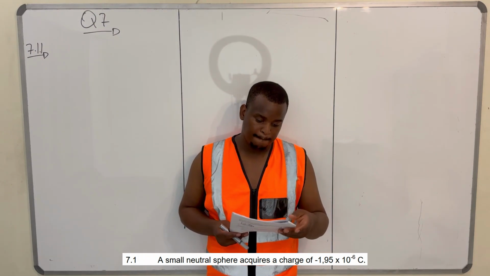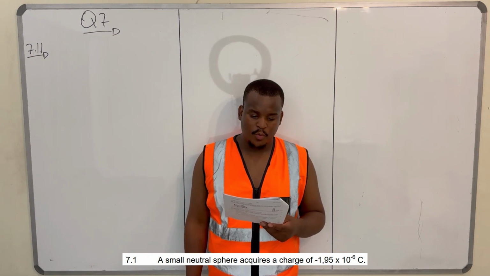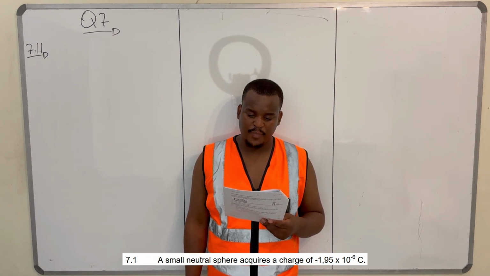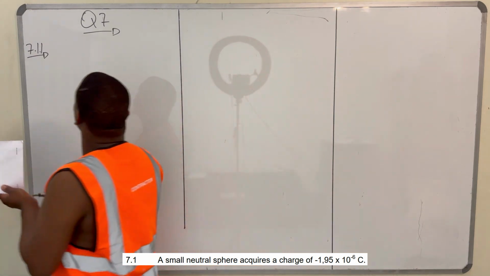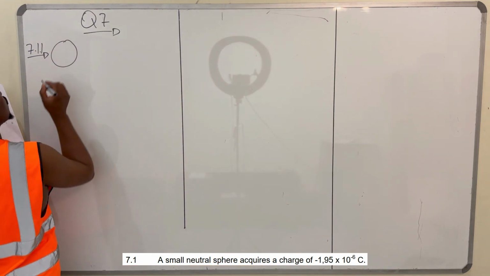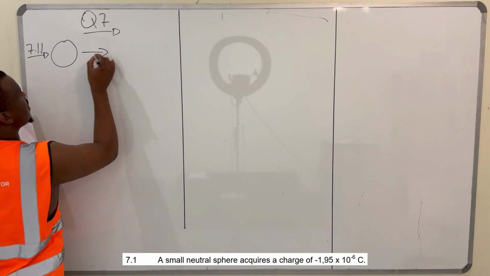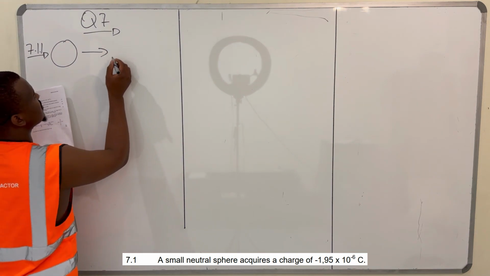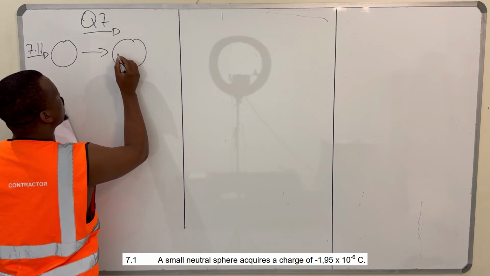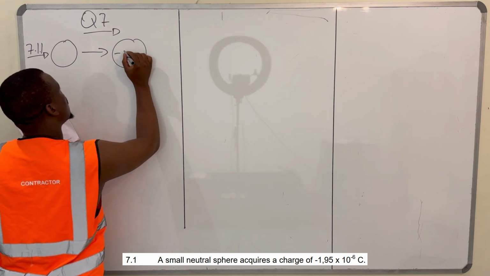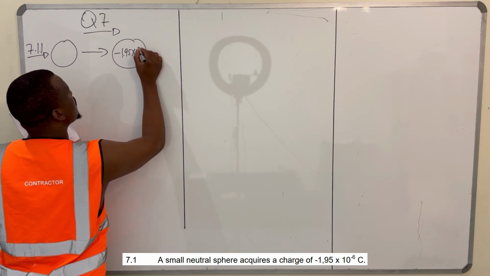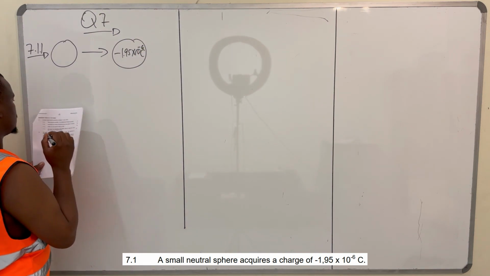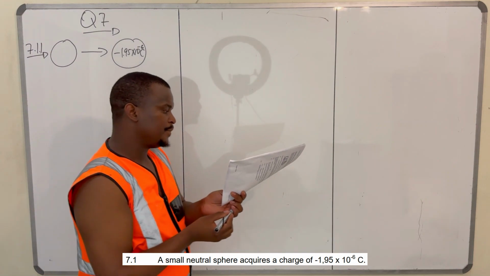So let's go. They are saying a small neutral sphere acquires a charge of minus 1.95 times 10 to the power minus 6 coulombs. So you had a sphere which was neutral, right? And then this sphere of yours acquired a charge of minus 1.95 times 10 to the power minus 6 coulombs. So that's what they are telling you.